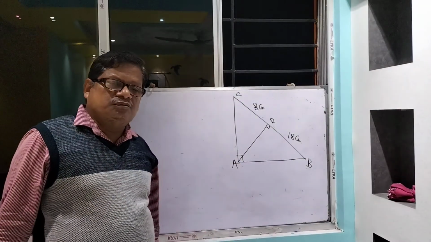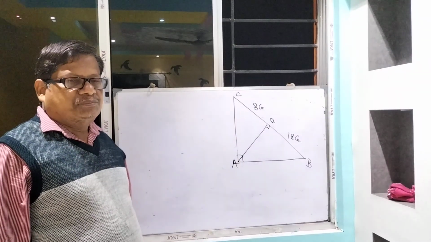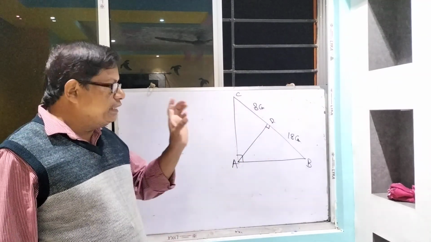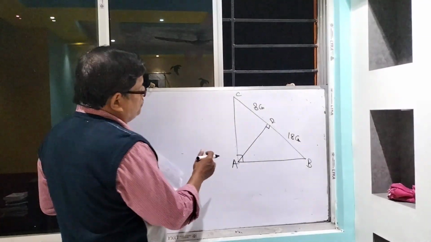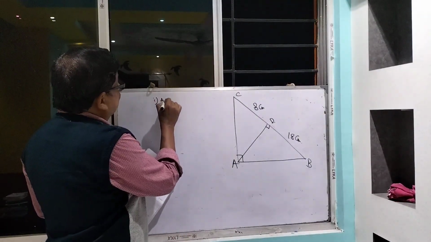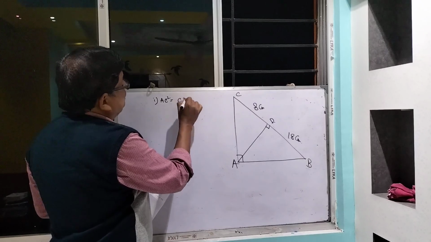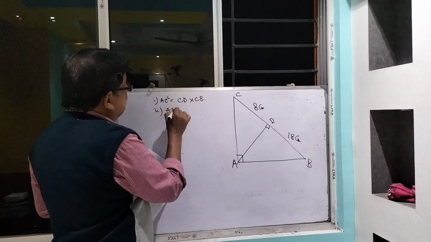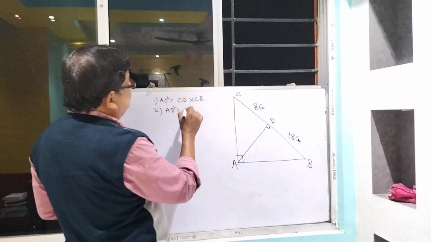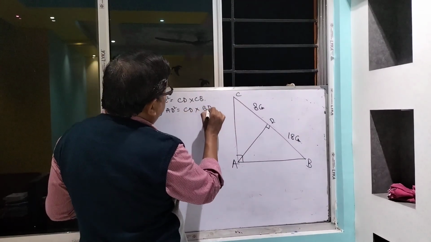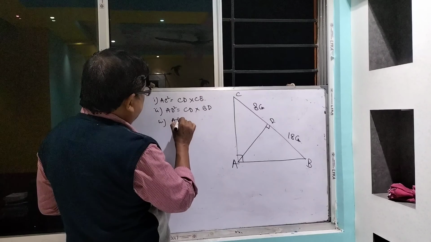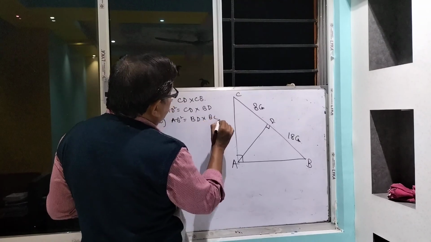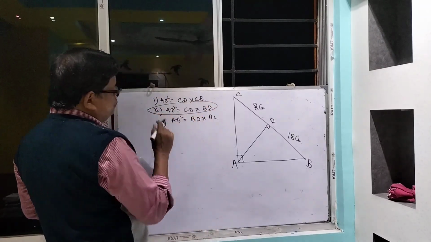So these two triangles are both similar triangles. I've already discussed this many times. Just remember these relations. First one: AC square equals CD into CB. Number two relation: AD square equals CD into BD. And number three: AB square equals BD into BC. Remember.